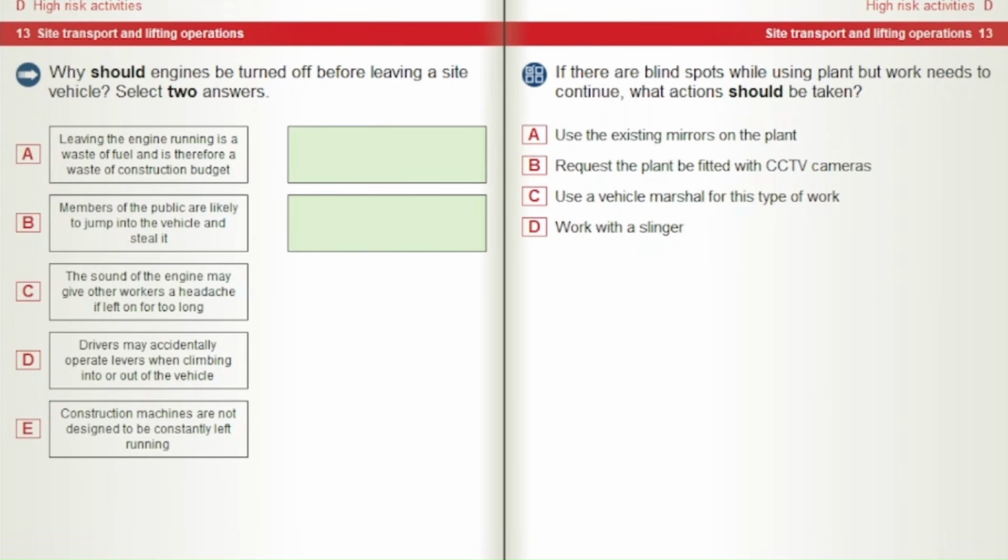If there are blind spots while using plant but work needs to continue, what actions should be taken? Use the existing mirrors on the plant. Request the plant be fitted with CCTV cameras. Use a vehicle marshal for this type of work. Work with a slinger.